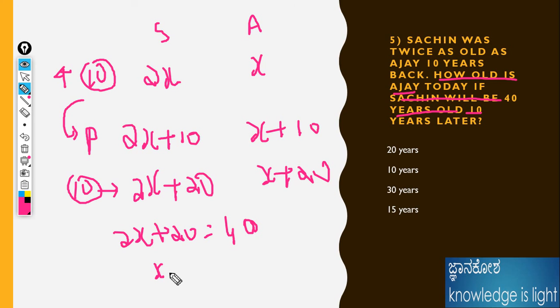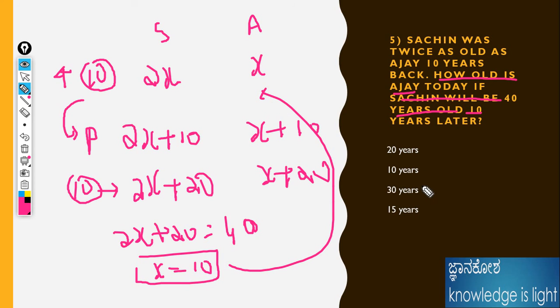Why? Because 40 minus 20 is 20, and 20 divided by 2 is 10. Therefore, x is equal to 10. Isn't it? Therefore, the age of Ajay is 10.